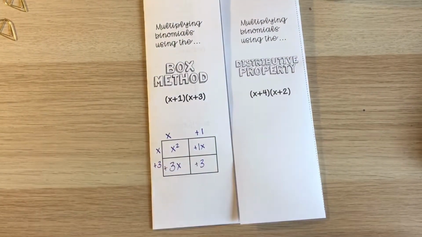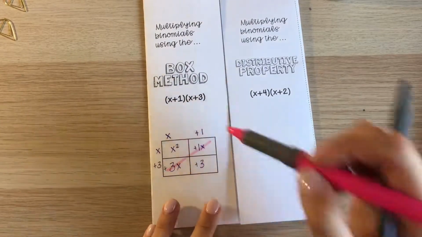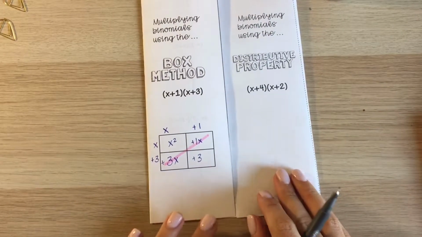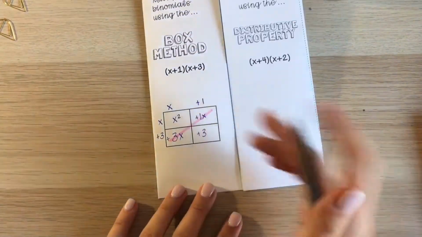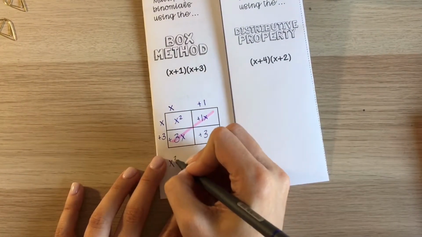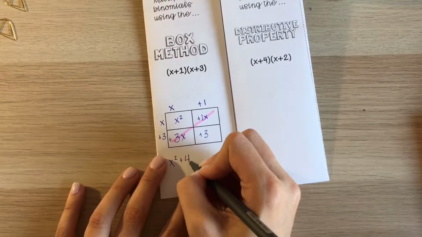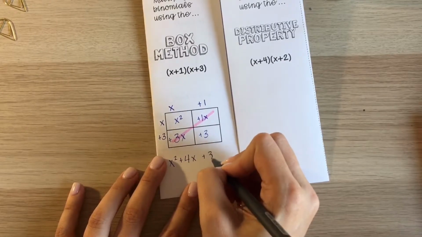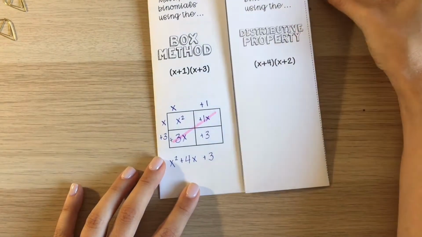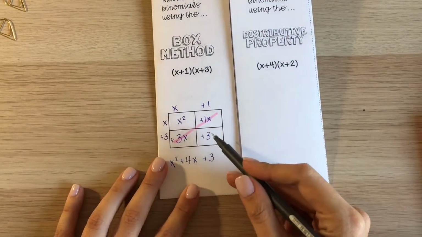What you'll notice is that every time you do this, you will have like terms that show up on your diagonal. So once you have your like terms here, you are going to combine them to make a simplified final answer for your expression of multiplying. So this becomes x squared plus 4x plus 3. So that is multiplying with the box method.